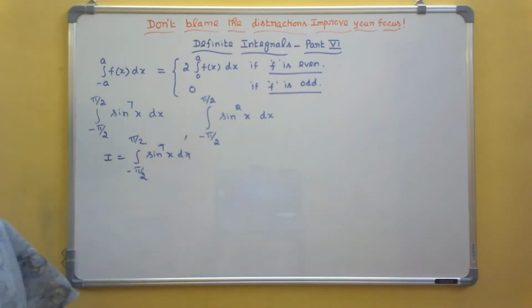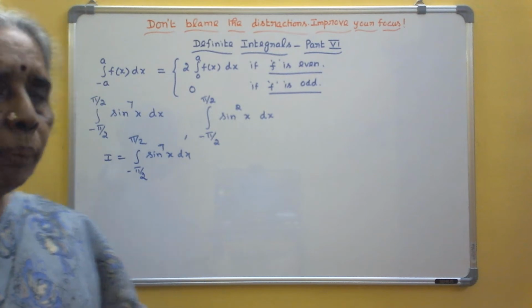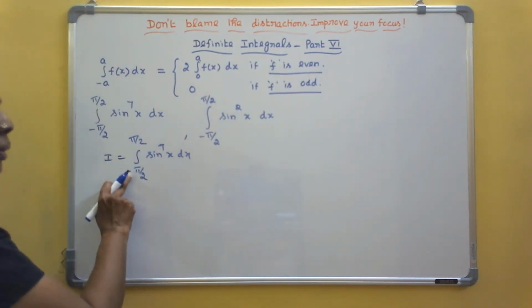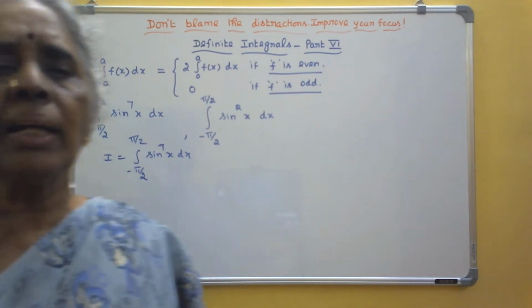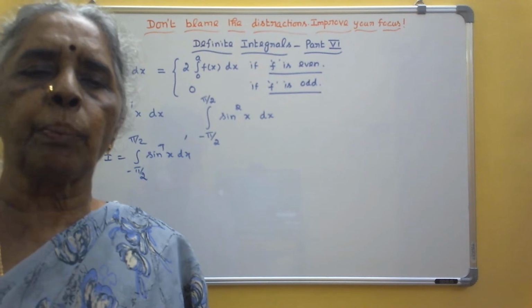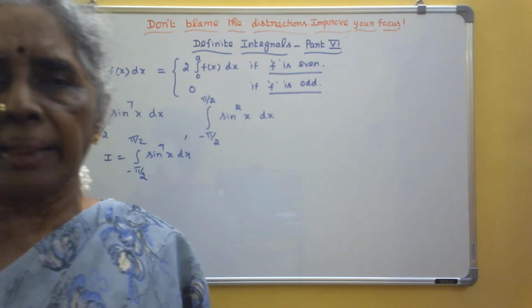Here the limits are very important. They should be minus a to a, so both should be pi by 2, pi by 2. In the lower limit you will have a minus sign like that. So minus pi to pi, minus pi by 4 to pi by 4, minus 1 to 1 like that.